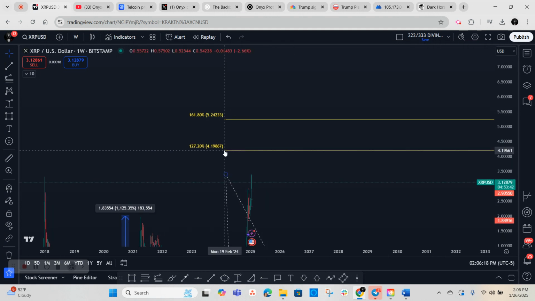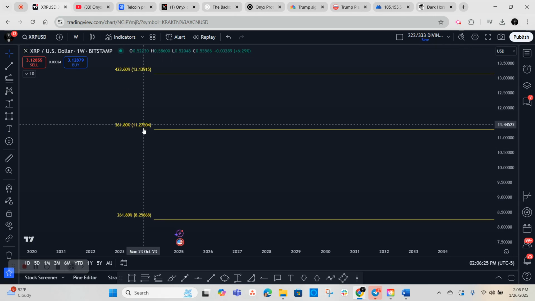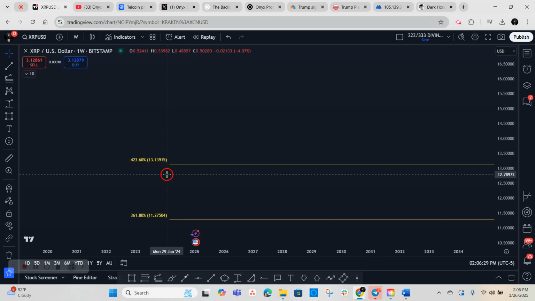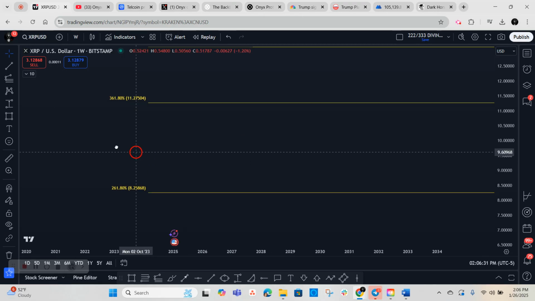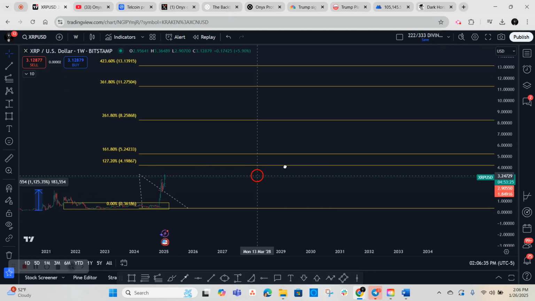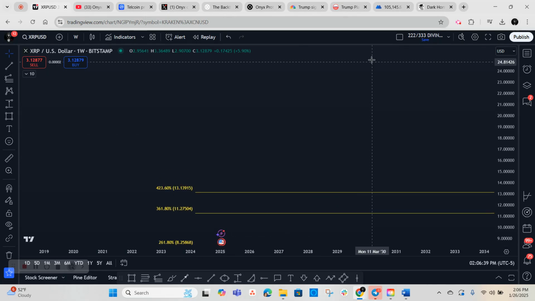The first target for XRP is $4.19. The next one is $5.24. The next one is $8.25. The next one is $11.27. The next one is $13.13. Now watch this. As we continue to push up to these levels, we're creating a new impulse that could be measured to give us the higher targets.